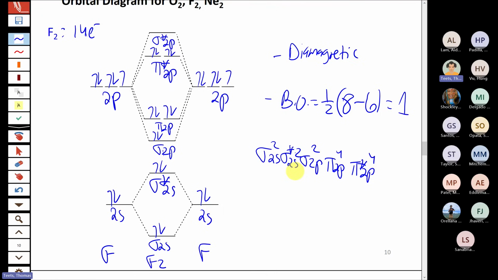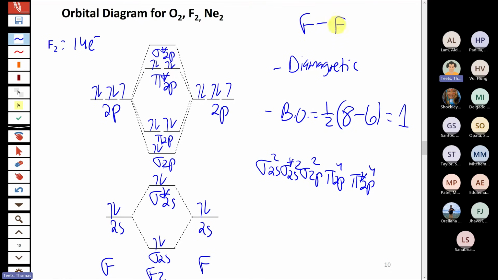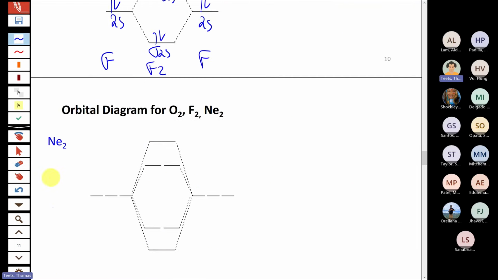Now, if we drew the Lewis structure for F2, we would predict a single bond with a diamagnetic arrangement of electrons. So we don't really get any new information from orbital diagrams. There are some times when the information that you would get from the Lewis structure is identical to what the molecular orbital diagram gives you, but in other cases, like we saw for O2, there's a bit of a divergence there. So the molecular orbital diagram is the more authoritative way of thinking about how bonds form in molecules. All right, so that's F2, and then just to finish this off, Ne2.